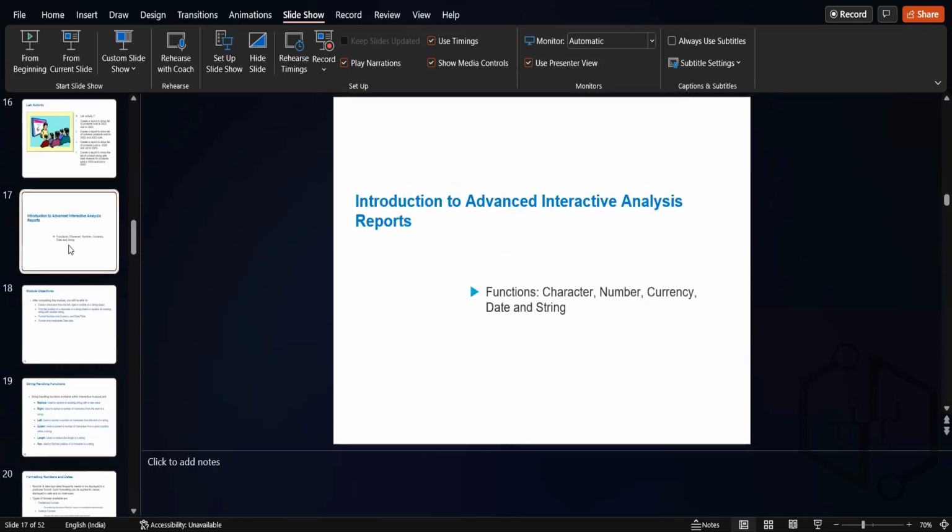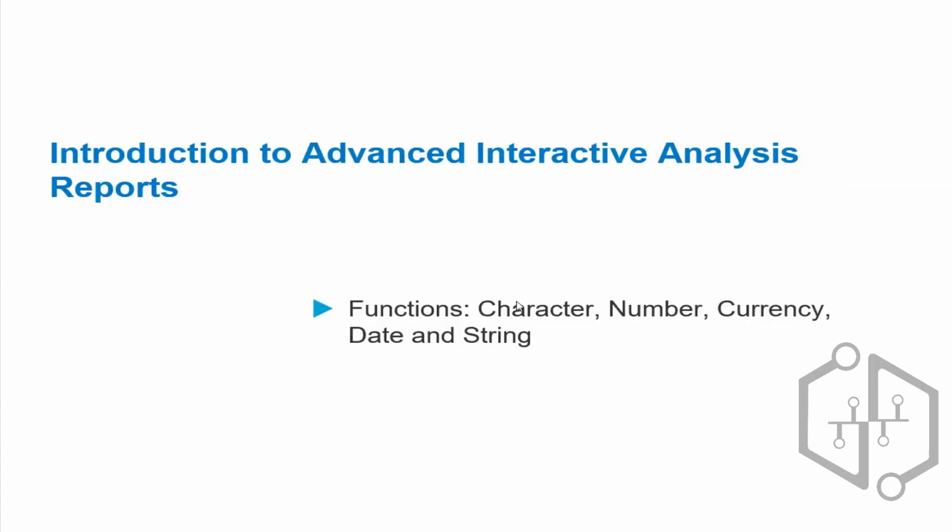Yeah, these are some kinds of functions that we have in Web Intelligence. As I told you in the last classes, when we were discussing formulas and variables, there are so many functions available which we can use at the time of creation of variables and formulas. These are the functions: we have character, number, currency, date, and string.